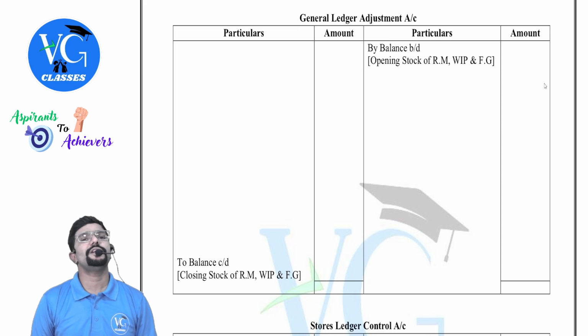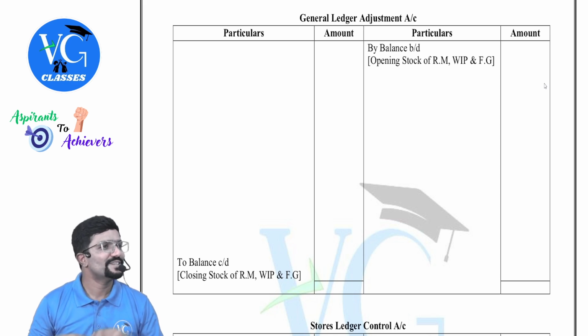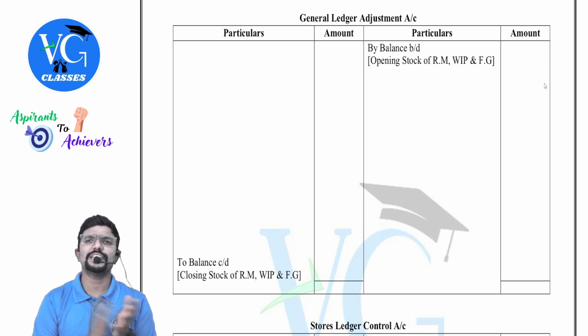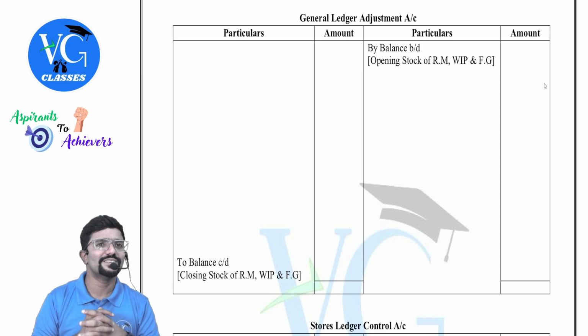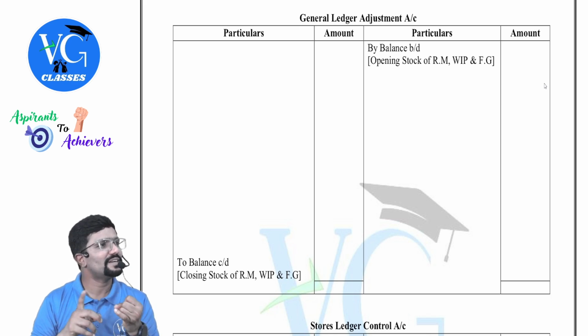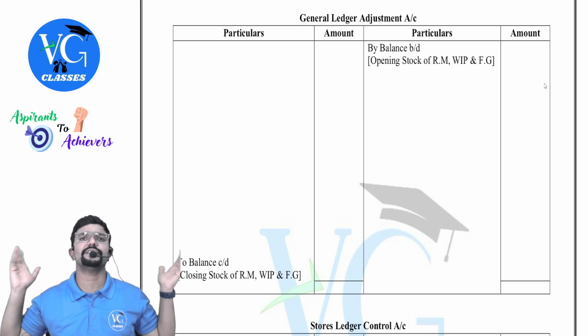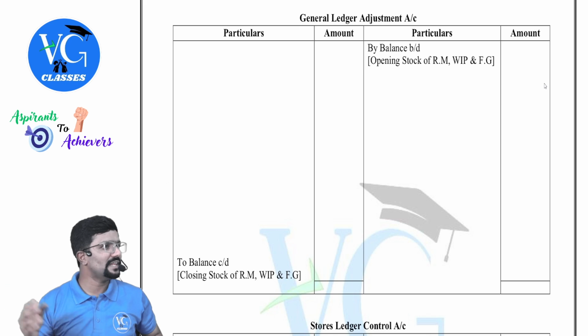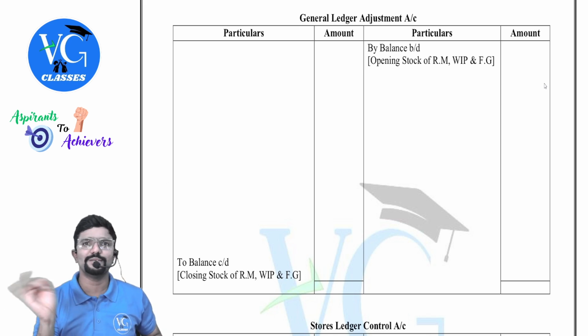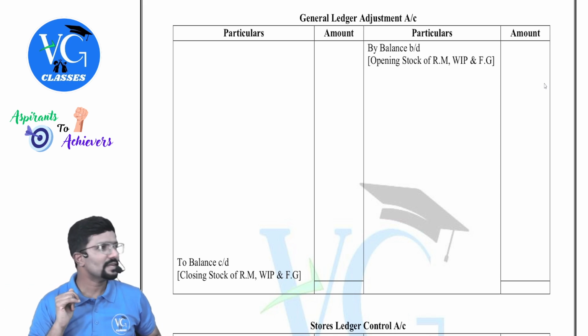Sir, I have purchased raw material. What is the entry here? Stores ledger to general ledger. Sir, it is a cash purchase, a credit purchase. It doesn't matter here, because this account represents cash, bank, creditors. Whether it is a cash purchase or credit purchase, no separate entry, same entry. Even for sales, whether cash sales or credit sales, only one entry. Is that clear?